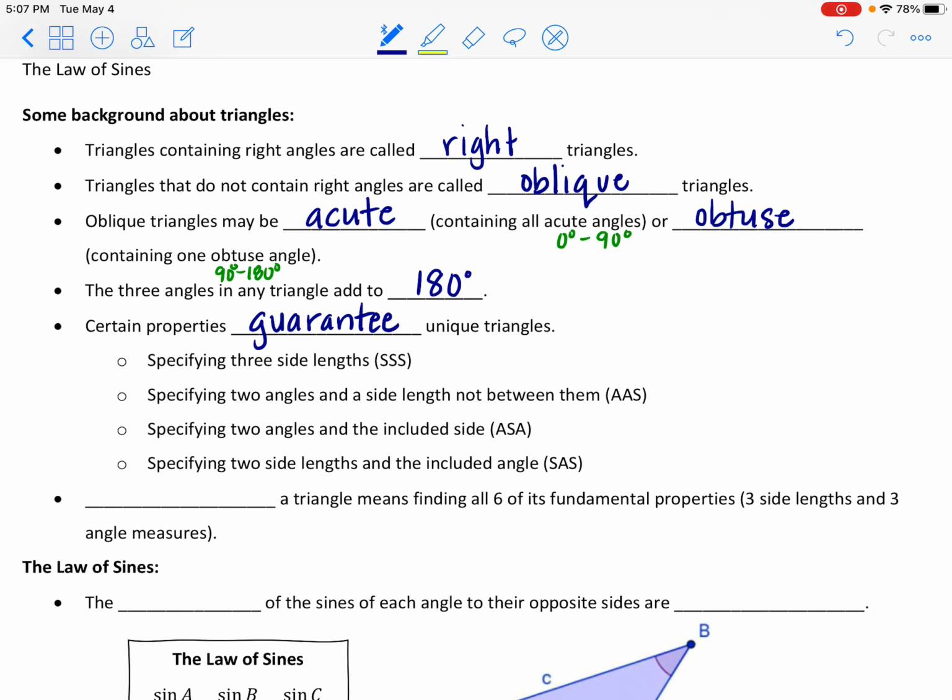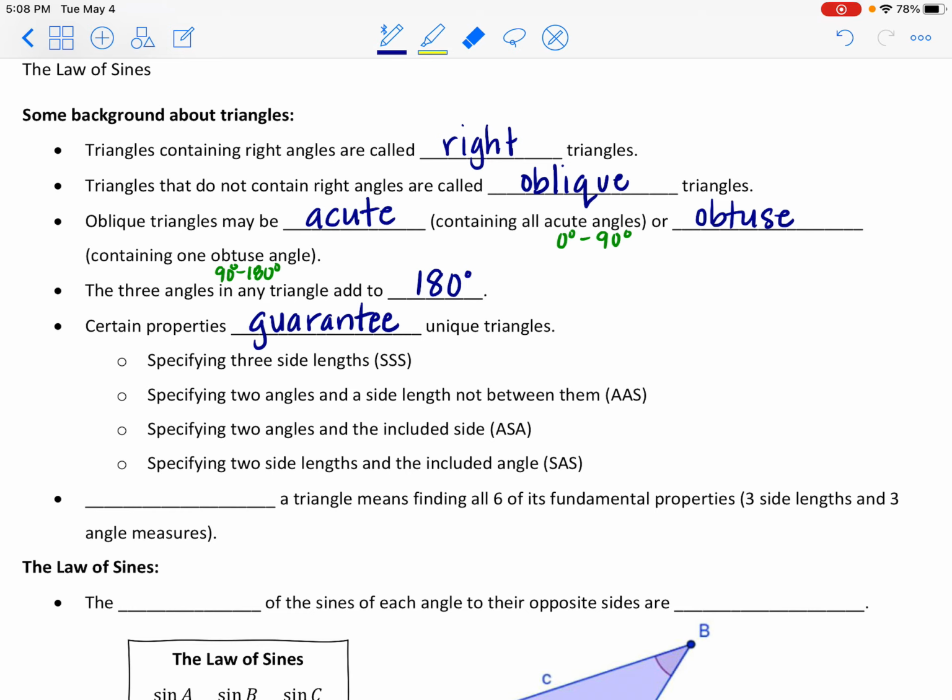unique triangles. So what I mean is, if I was to specify three side lengths for a triangle, there is only one triangle that could be made with those three side lengths. I couldn't rearrange them and make a different triangle. If I gave you three set side lengths, and I gave another student three side lengths, maybe I cut out strips of paper and said, make a triangle out of this, every one of our triangles would be exactly the same because those side lengths would all be the same.